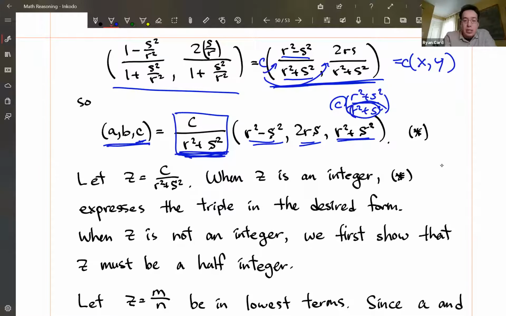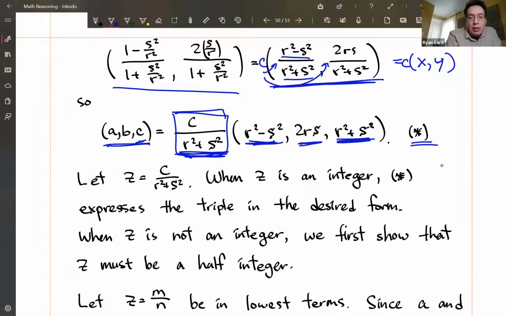Okay, so this is an important form that I wanted to write down. So I'm going to call this equation star. Let me give myself more room by erasing that. Okay, so notice this is a lot closer to the form that we were trying to get to in the statement of the theorem. We have r squared minus s squared, 2rs, and r squared plus s squared. So the theorem is claiming that it's either this form or it's an integer times some constant multiple of this form.